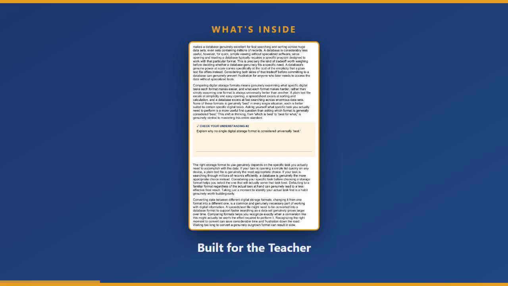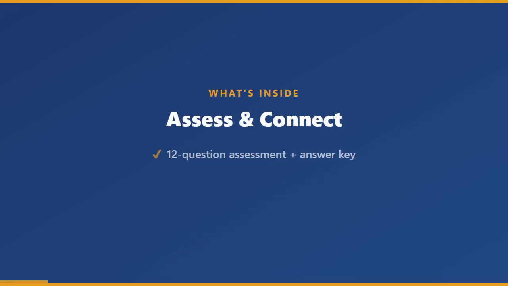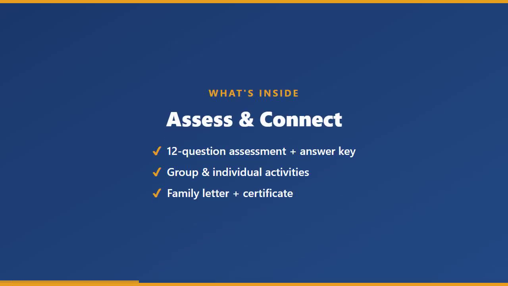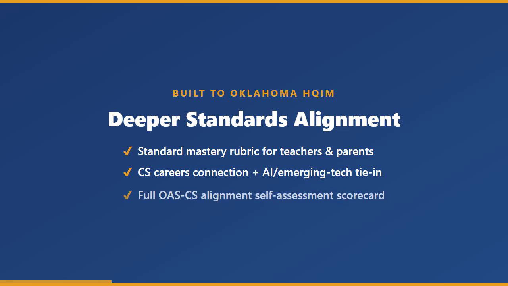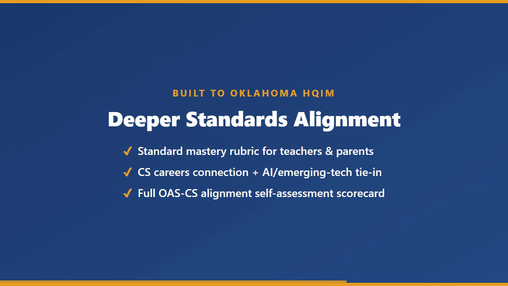Inside, a full teacher guide with pacing, misconceptions, and a scoring rubric, plus a content lesson with built-in comprehension checkpoints. This unit includes a standard mastery rubric for teachers and parents, a visual comparison chart of digital storage formats, a CS Careers connection, and an AI connection, all built to the Oklahoma HQIM rubric, plus a 10-question assessment with answer key, group and individual activities, vocabulary puzzles, a family letter, and a certificate of achievement.